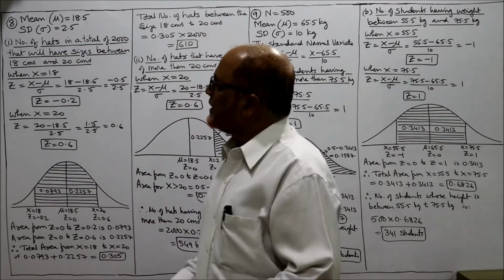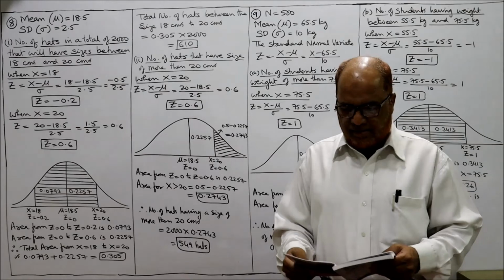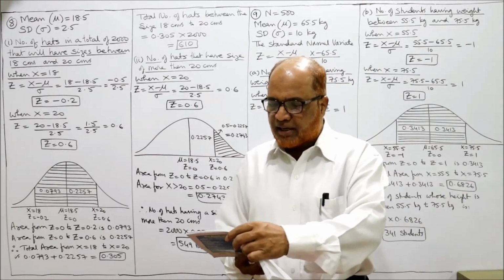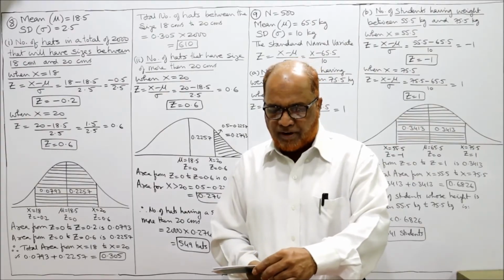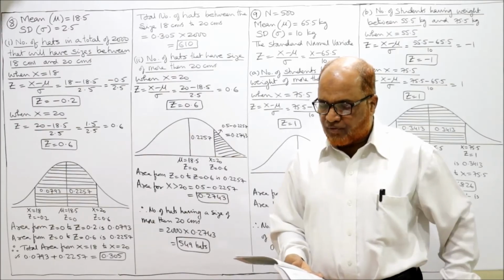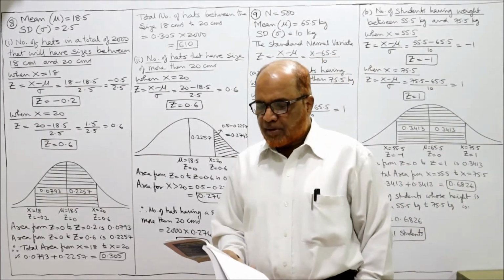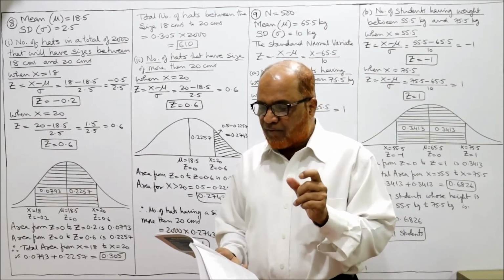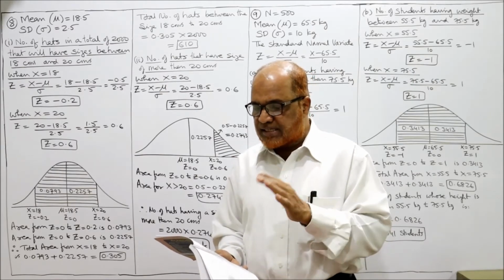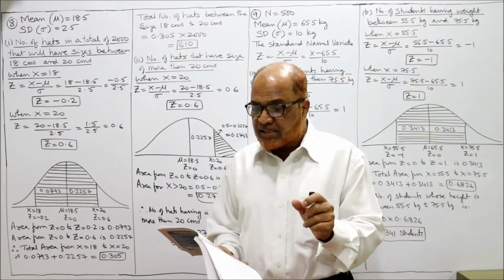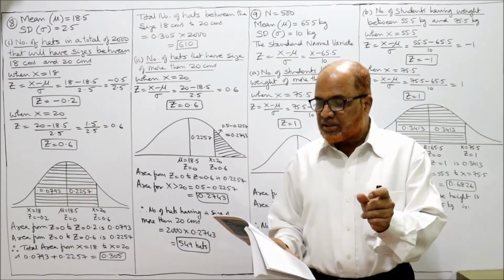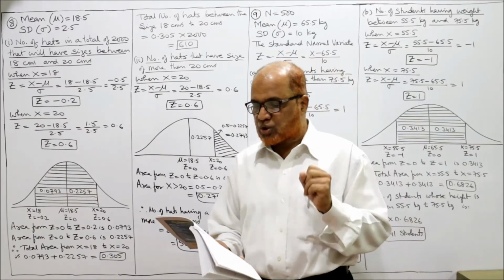Now we'll start the next problem, problem number 8. See the 8th problem. Suppose that sizes of hats are approximately normally distributed with a mean of 18.5 centimeter and standard deviation of 2.5 centimeter. So we are having the size of hats with a mean of 18.5 and standard deviation 2.5. How many hats in a total of 2000 will have sizes between 18 centimeter to 20 centimeter? That is the first question.